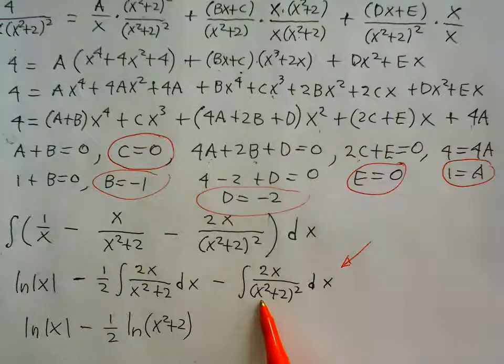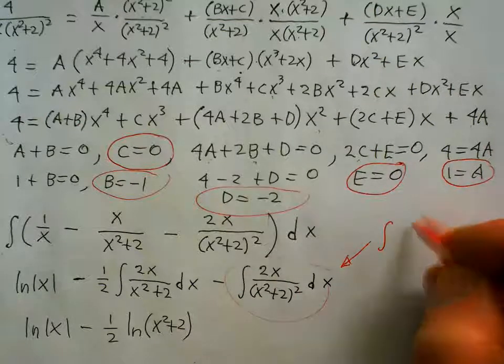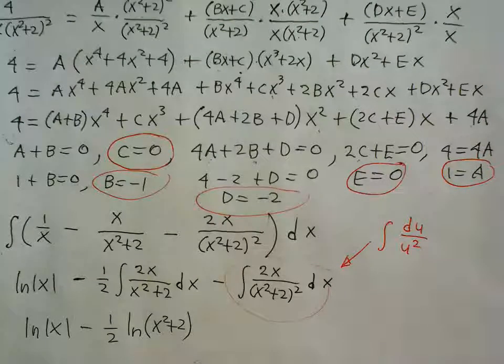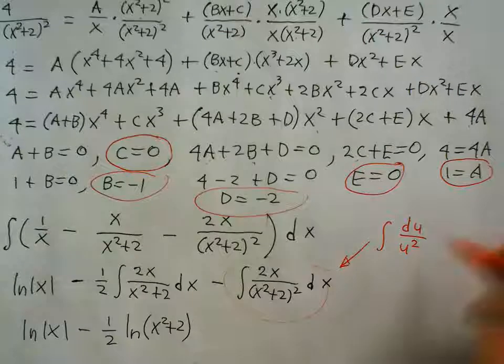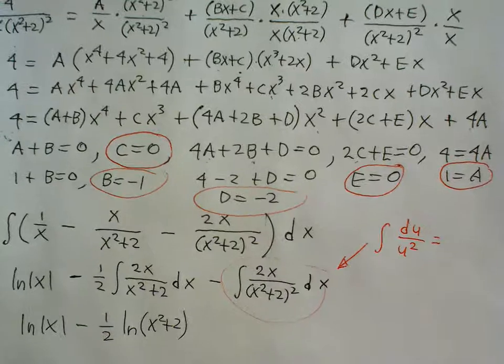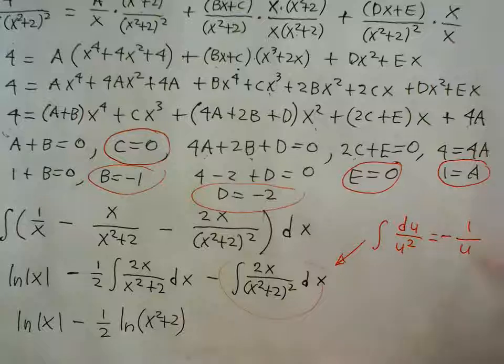So if we let u be x squared plus 2, then du is 2x dx. So this has the form, it's the integral of du over u to the second. So what's the integral of du over u to the second? Yeah, negative 1 over u to the first. Is that what you said?